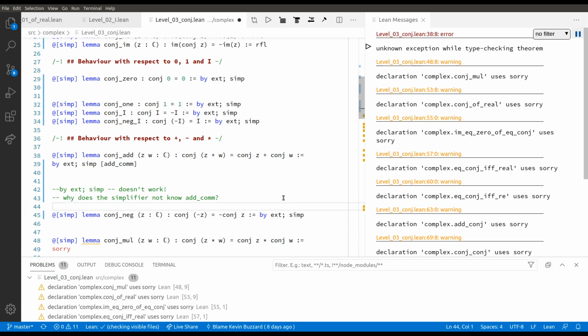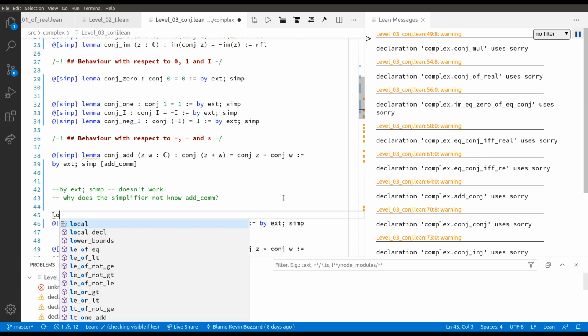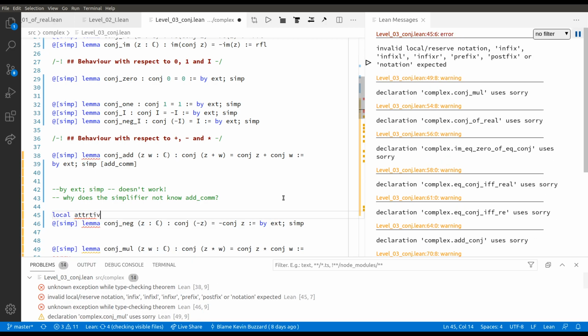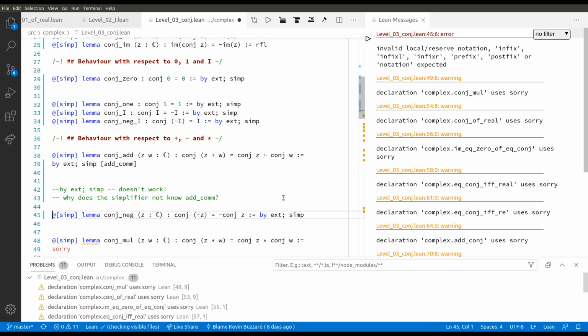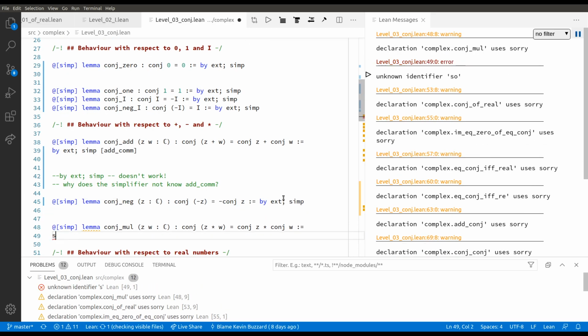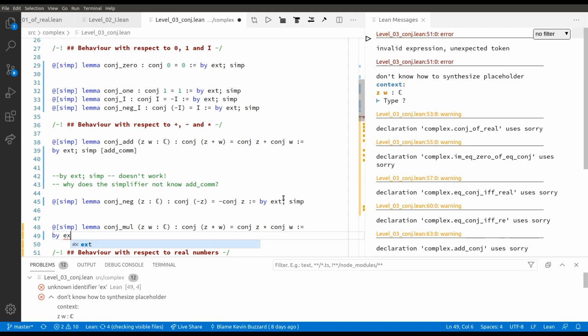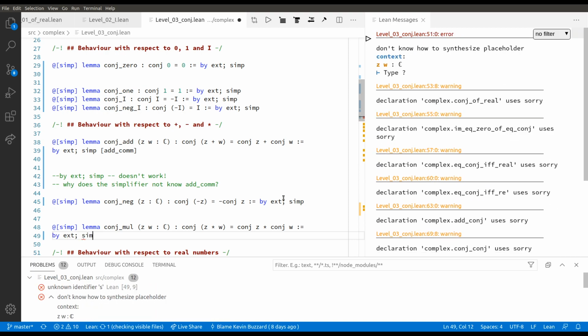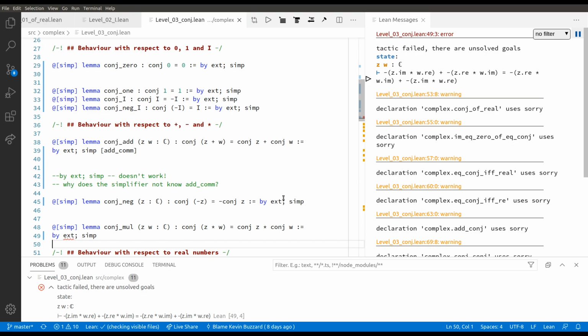Why don't I? It seems like a good idea. Let's local attribute. I don't know if it's a good idea or not. Let's stick with this. Scott Morrison didn't seem to think it was a good idea. By x simp. So let's go with what he said. Oh, that hasn't worked. This is interesting.